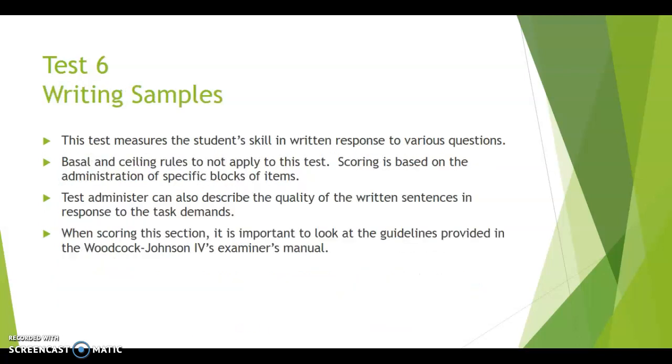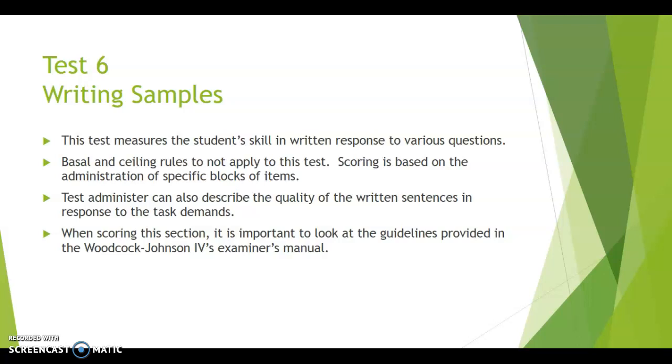Test number 6, writing samples. So this test measures the student's skill in written response to various questions. This one's a little different. This test, I always have to use the examiner's manual to score. The basal and the ceiling rules do not apply to this test. The scoring is based on the administration of specific blocks of items. And I'll get into that in just a moment.